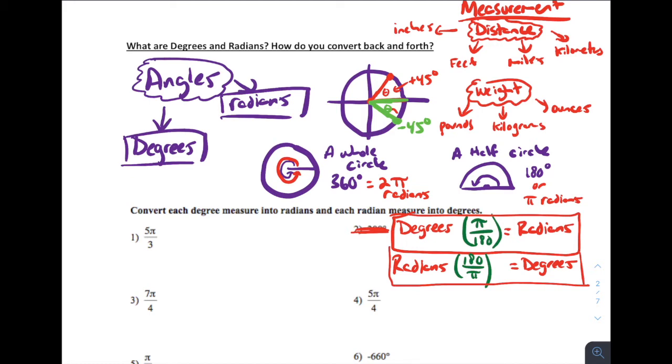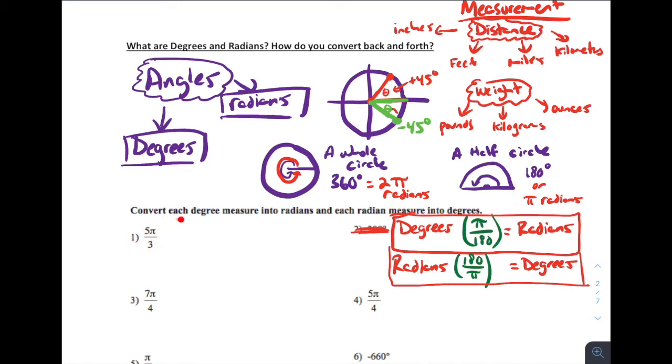So with that said, let's get into how we're going to do this. I am going to be using a calculator for some simplification along the way. I encourage you to have your calculator out if you want to follow along. So in number 1, in this problem, I have 5 pi over 3.